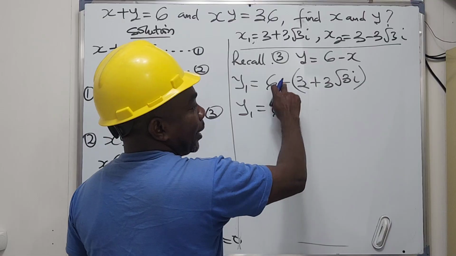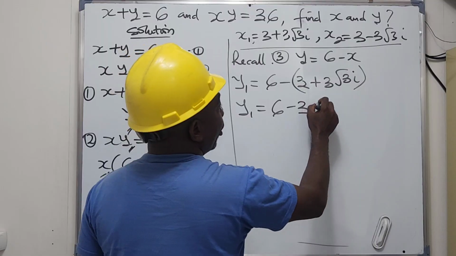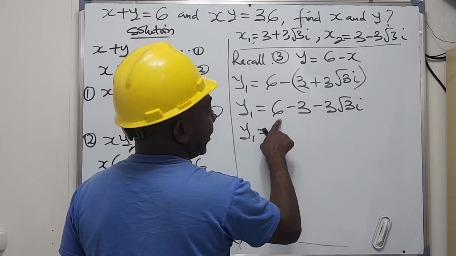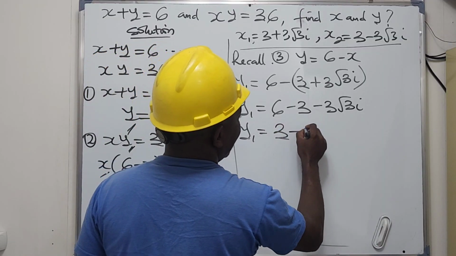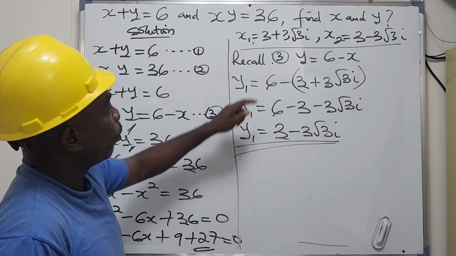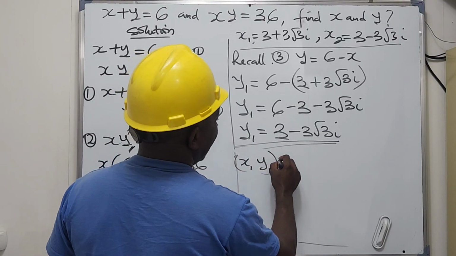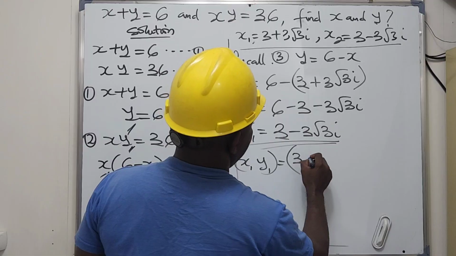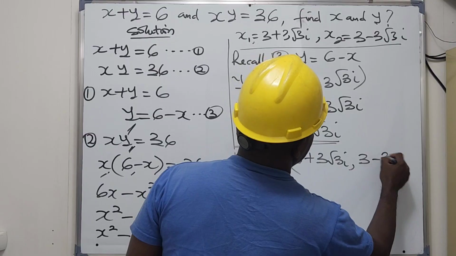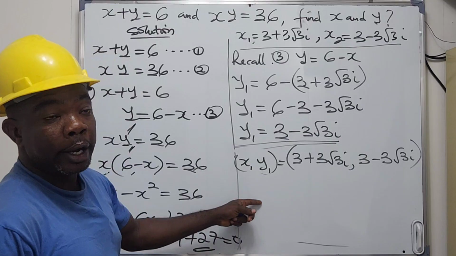So this will become y1 equals 6, minus times 3 will become minus 3, and minus times 3 root 3i will become minus 3 root 3i. So y1 will become 3 minus 3 root 3i. So this is the value of y1 that we have. And for x1, y1, we have 3 plus 3 root 3i, then 3 minus 3 root 3i. So that is the first value of x1 and y1.